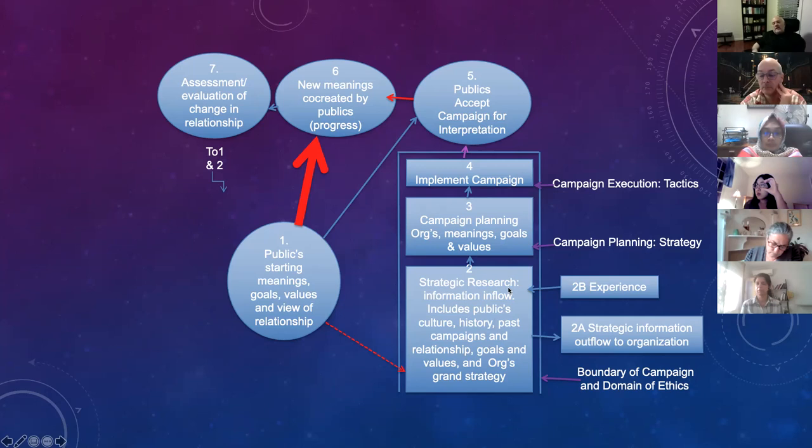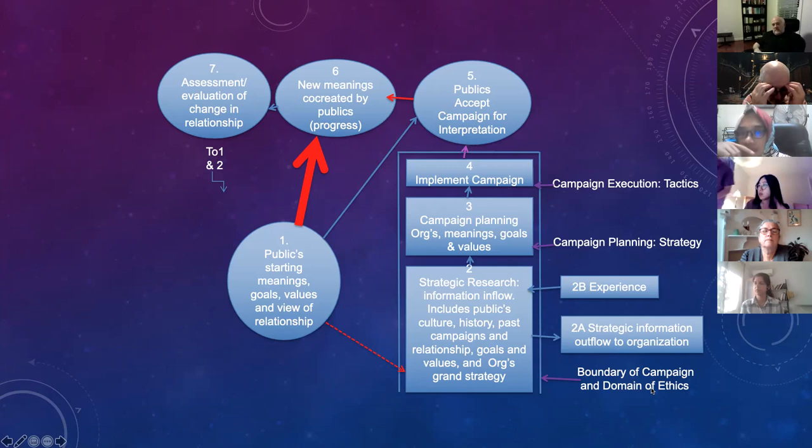In this part, this is the campaign planning part. And you notice this box here, it's supposed to have a bottom line on it that disappeared today. This is the boundary of the PR campaign. The PR campaign is what's contained within this box. And that's also, by the way, the domain in which we talk about the ethics of public relations, or the ethics of marketing communication, or the ethics of health communication. Those ethics discussions essentially focus in here.